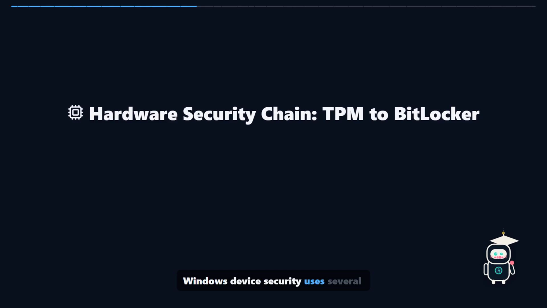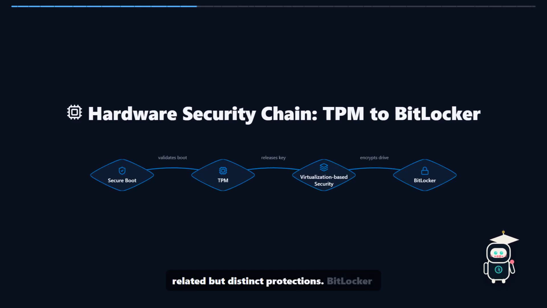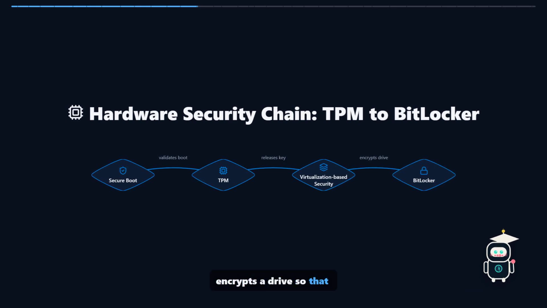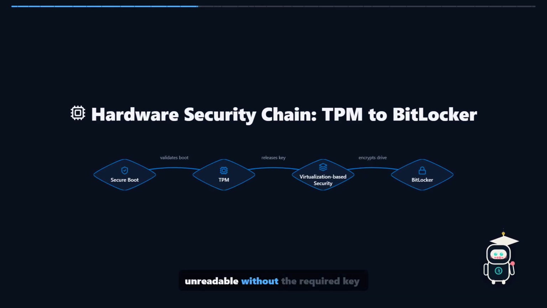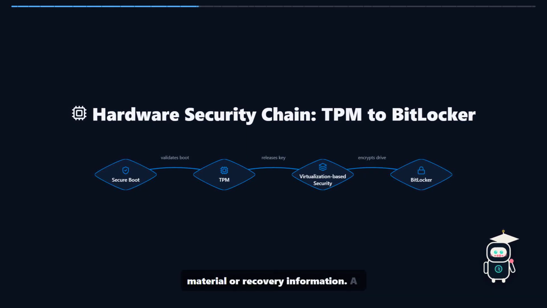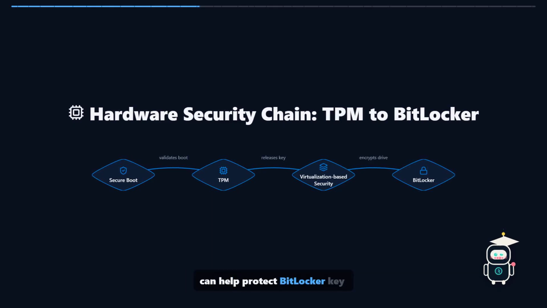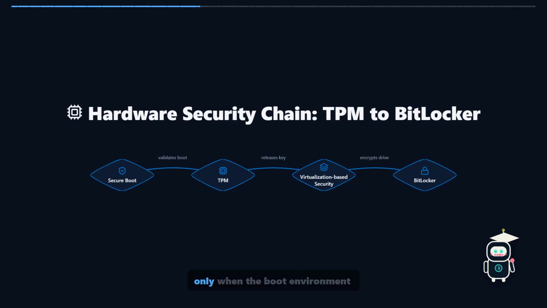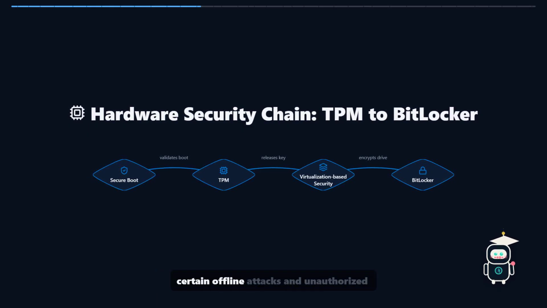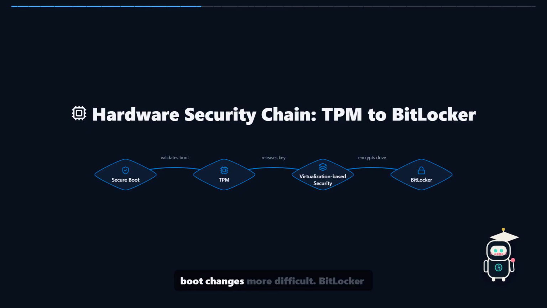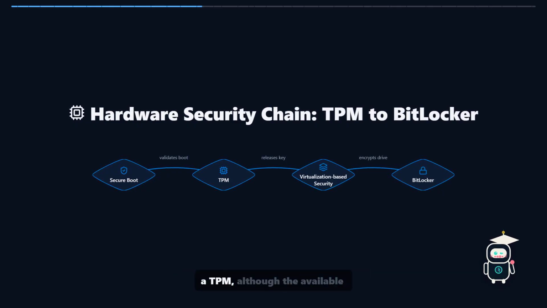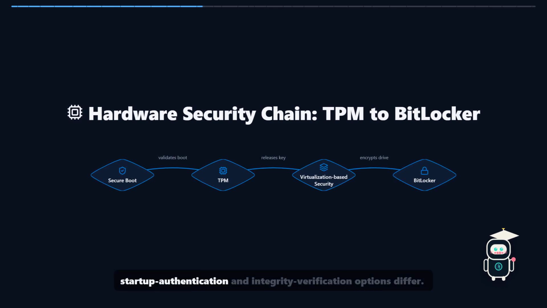Windows device security uses several related but distinct protections. BitLocker encrypts a drive so that data on the drive is unreadable without the required key material or recovery information. A Trusted Platform Module, or TPM, can help protect BitLocker key material and can release it only when the boot environment matches expected measurements. That makes certain offline attacks and unauthorized boot changes more difficult. BitLocker can also be configured without a TPM, although the available startup authentication and integrity verification options differ.